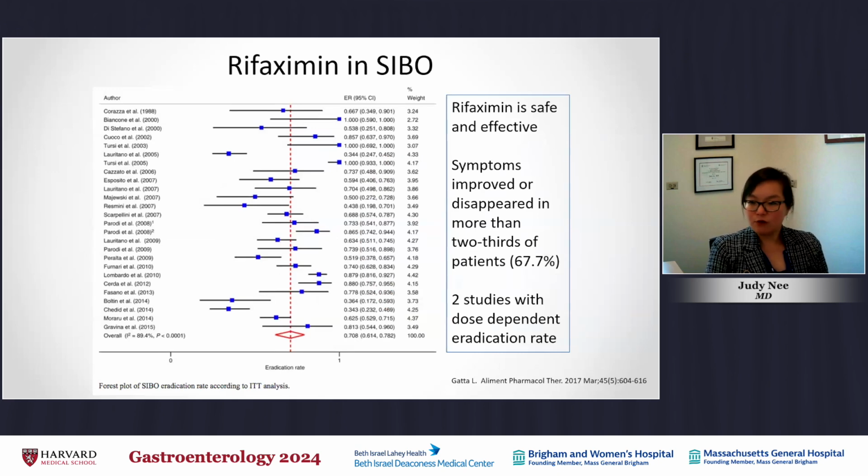Moving on to treatment, the first thing that providers talk about is really rifaximin. And we've extrapolated rifaximin because of really its safety and its effectiveness in IBS diarrhea. In this meta-analysis that looked at rifaximin in SIBO treatment, rifaximin was safe and effective. Symptoms improved or disappeared in more than 2/3 of patients, so 67%. And 2 studies actually showed a dose-dependent eradication, meaning it was actually less than that, 550 milligrams 3 times a day for 2 weeks, as is done with IBS diarrhea or is FDA approved for IBS diarrhea.